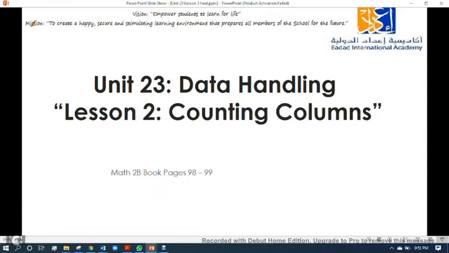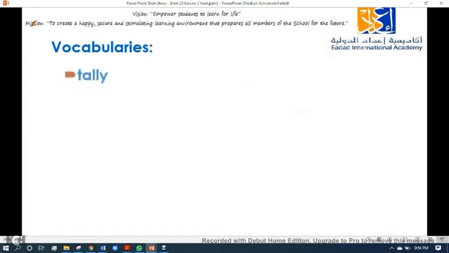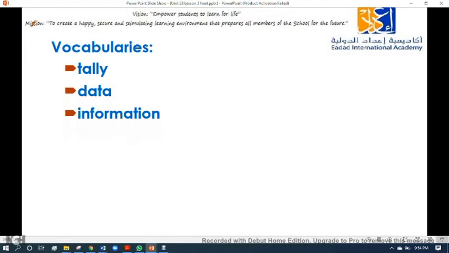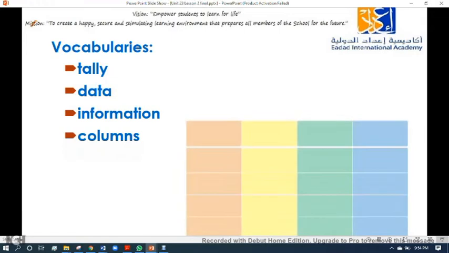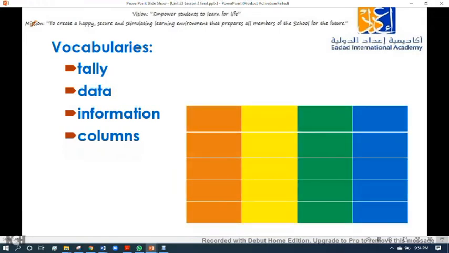Okay, before we continue with that, let's review our vocabularies for this week first. So, again, we have tally, that was yesterday, data, and information. Data and information are two things that can help us understand a situation. Now, we have a new one for today and we call it columns. Columns are these straight lines on your table.